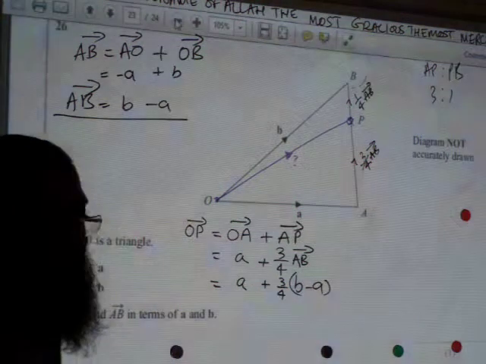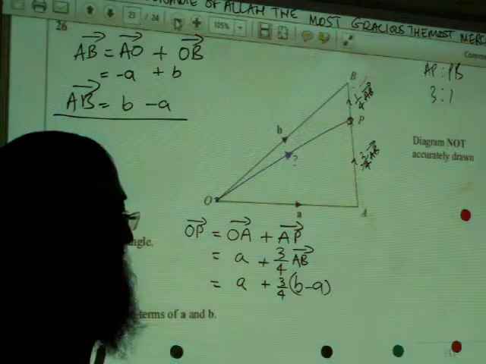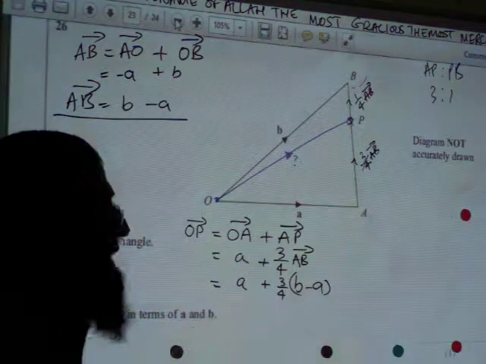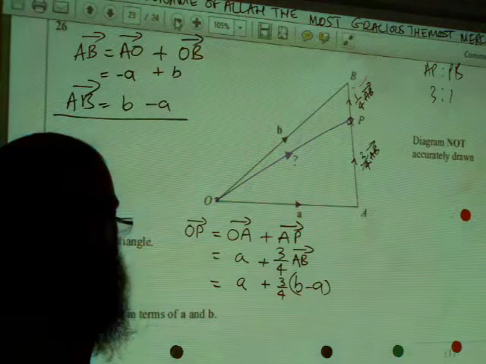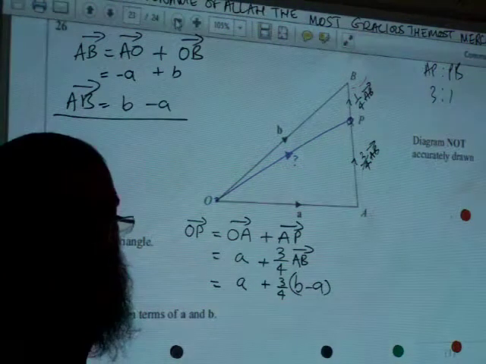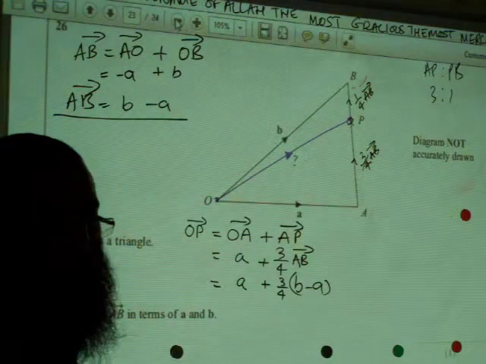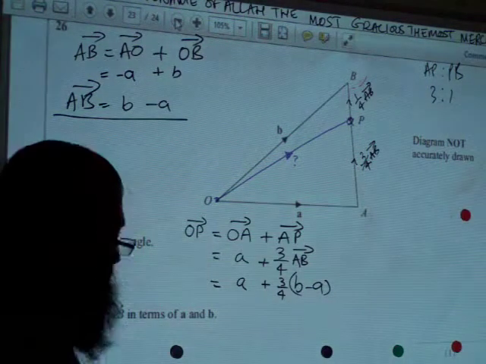Most students get to this stage and they've had enough. Oh no, I've got fractions, I've got to multiply negative letters. It's time to find the exit and run for the door. Okay, nothing to worry about here. Let's multiply out the brackets, simplify it, and hopefully we should get the right answer.